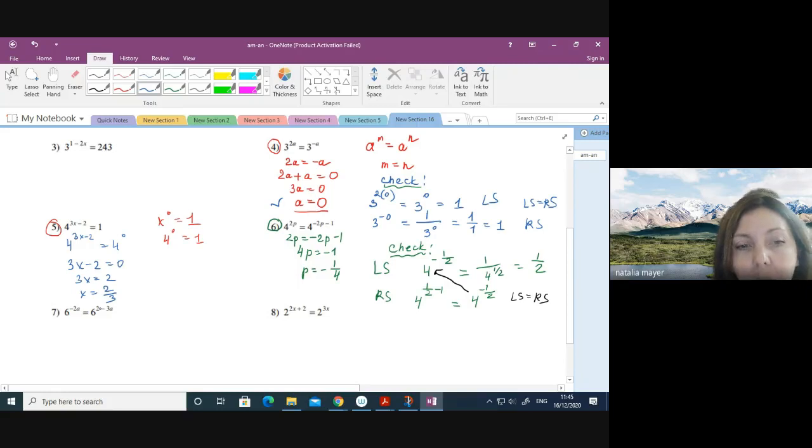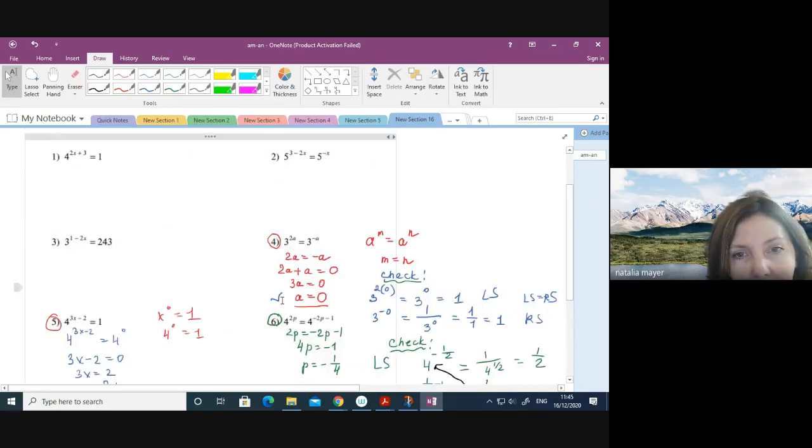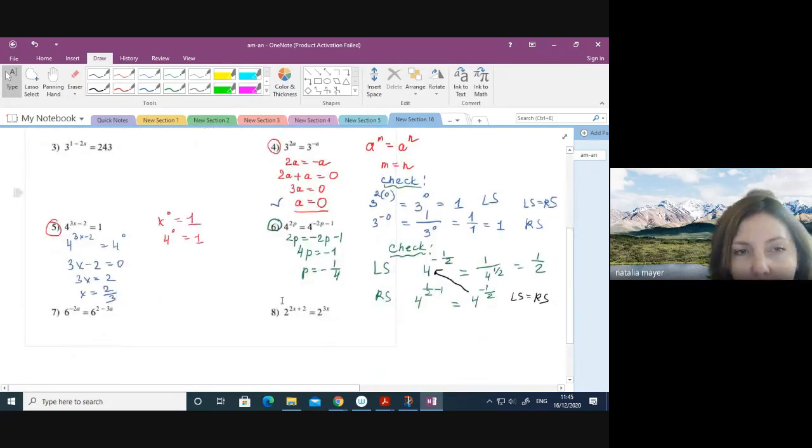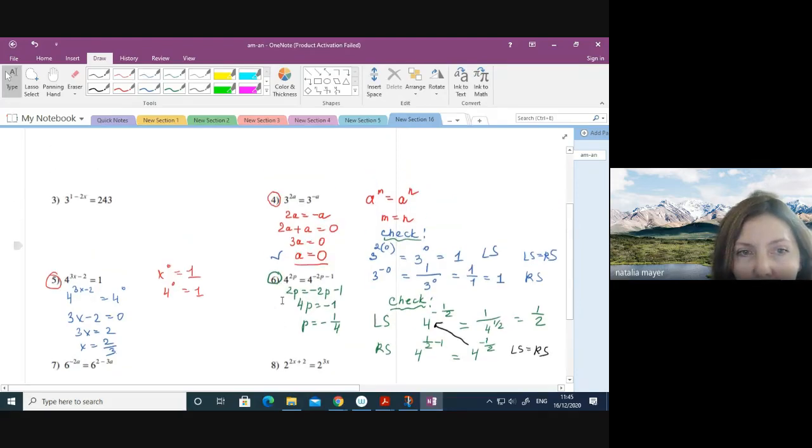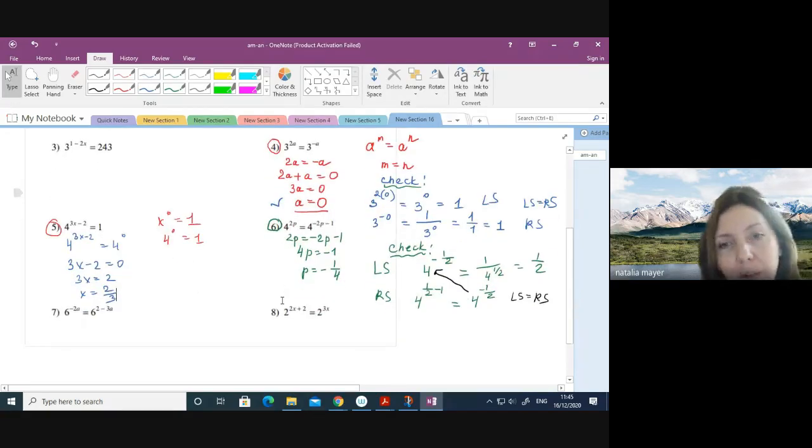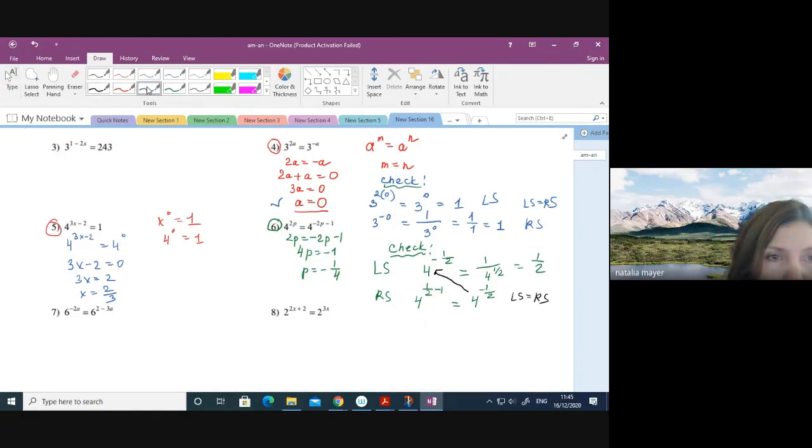Okay, any questions? I suggest that we do another question together, and then I'll give you 10 to 15 minutes of individual practice for similar questions. And then afterwards, we will move to the next step. So let's check this question. It's less straightforward. We have 3 to the power of 1 minus 2x, and we have 243. Any ideas what to do?